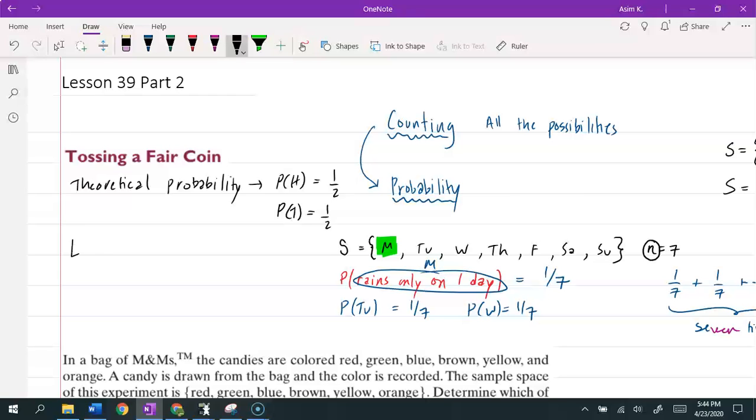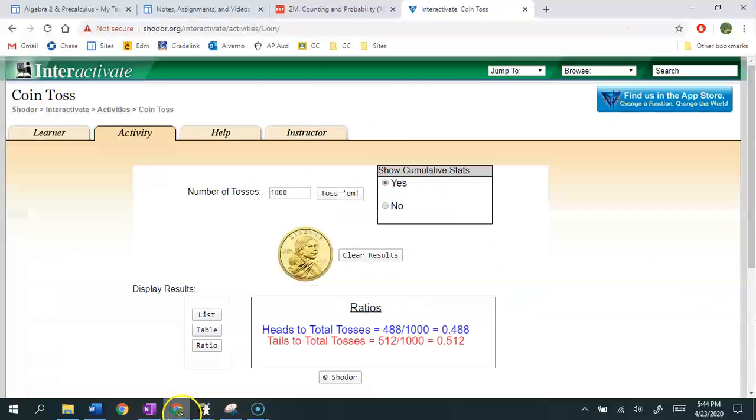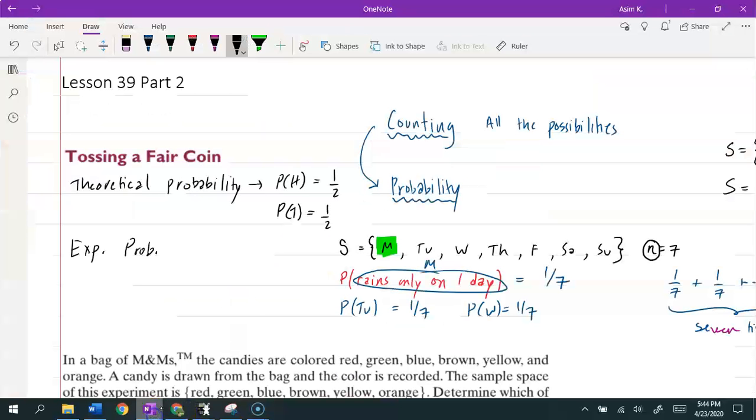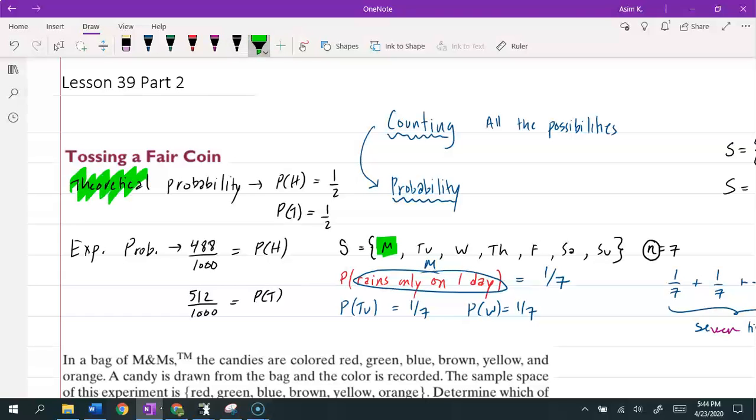Whereas the experimental probability that we carried out, right, we ended up with, how many heads did we have? We had 488 heads out of 1,000. So that was 488 out of 1,000. That was the probability that we got for heads. And then 512 out of 1,000 is the probability that we got for tails. So you might say, wait a minute, then that means the theoretical is all wrong and it's the experimental that really works. Well, you know what?